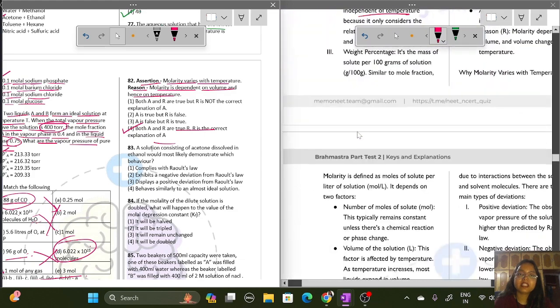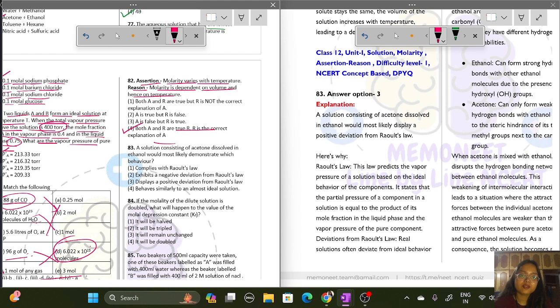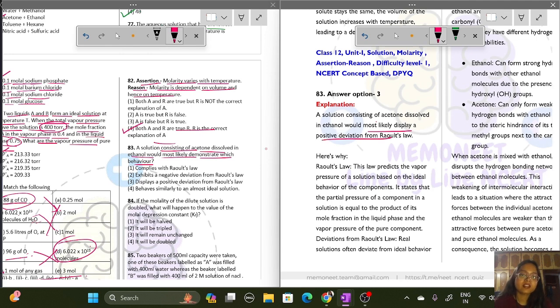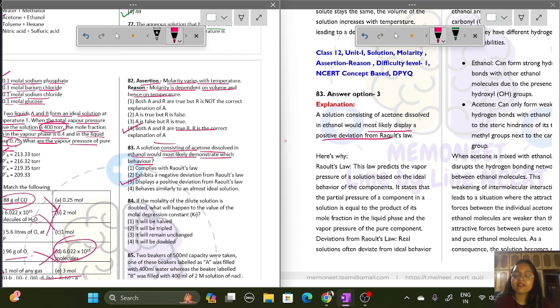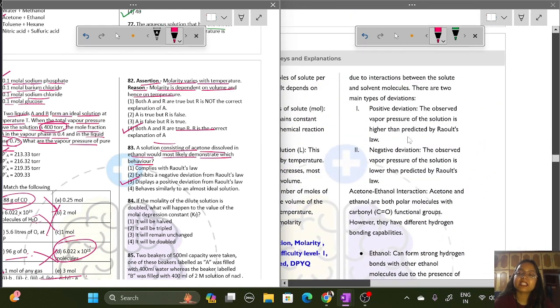Question number 83. In question number 83, a solution consisting of acetone dissolved in ethanol would most likely demonstrate which behavior? It will display a positive deviation from Raoult's law. We have done most of the Raoult's law questions, and the deviation is because it shows greater values than the expected Raoult's law value.